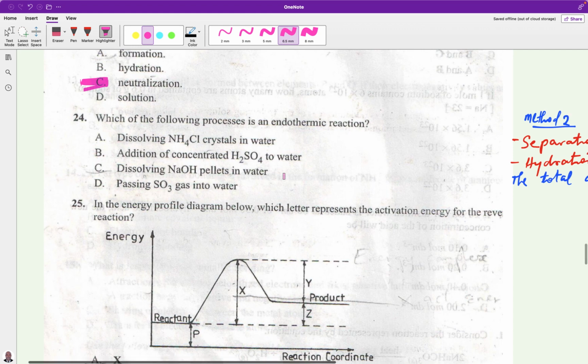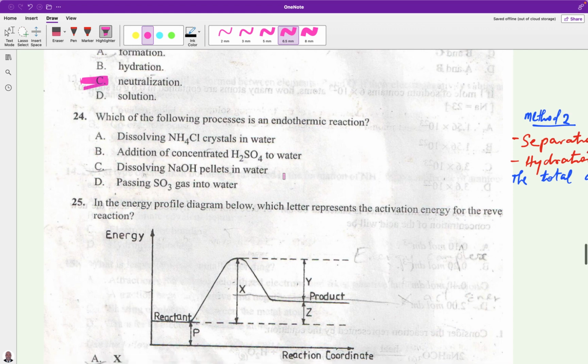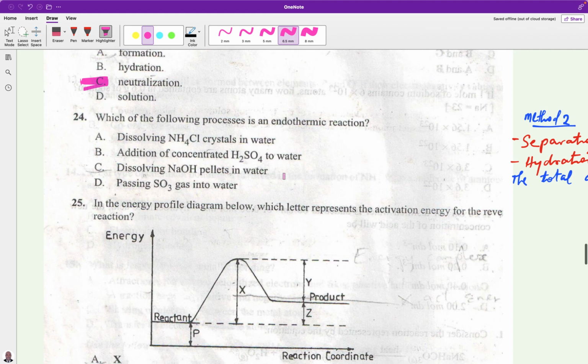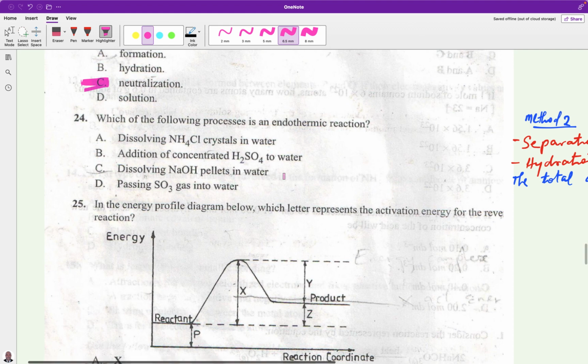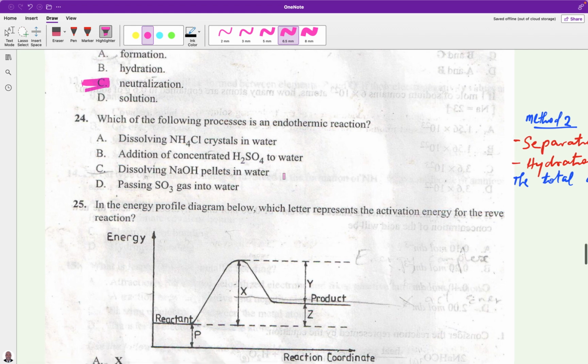Which of the following processes is an endothermic reaction? Endothermic is when heat is absorbed from the surrounding, and in endothermic reaction, bonds are being broken. But in exothermic reaction, heat is released to the surrounding, and during exothermic reaction, bonds are being formed. So now, which of the following processes is an endothermic? Let's see this one.